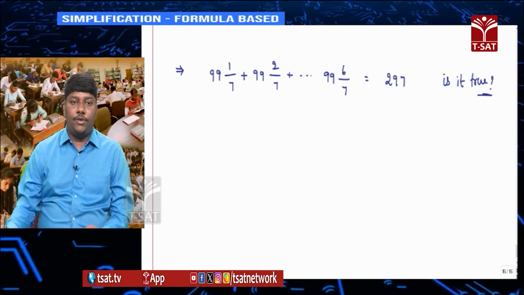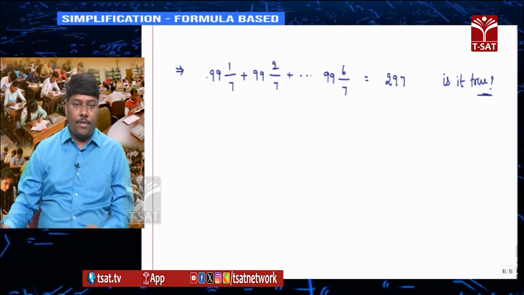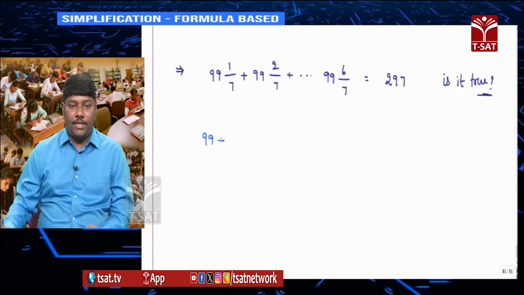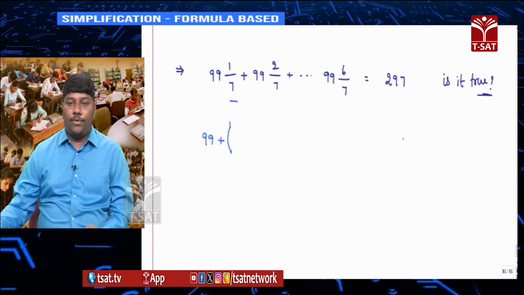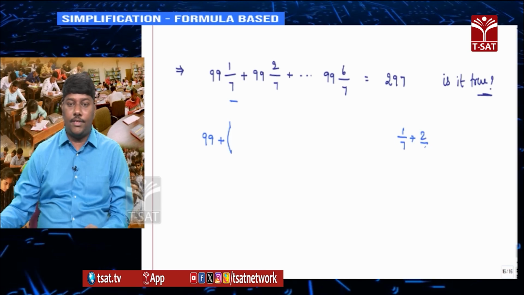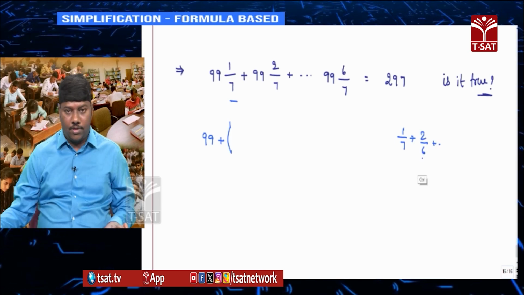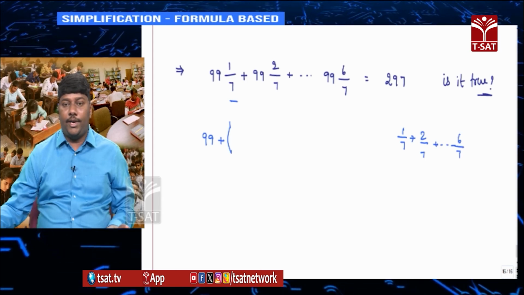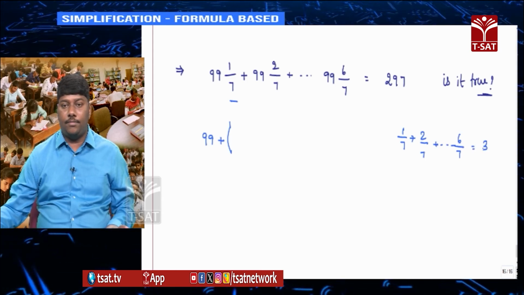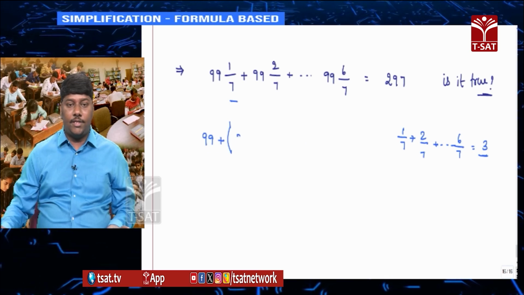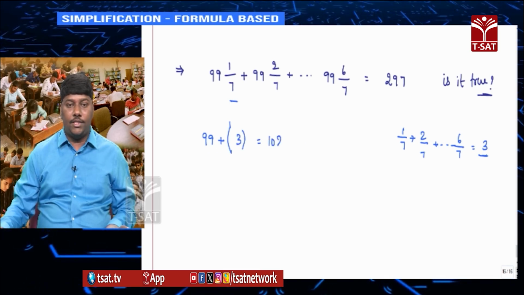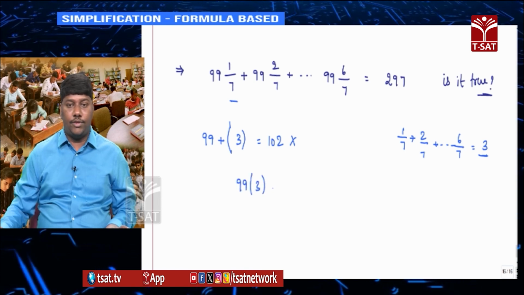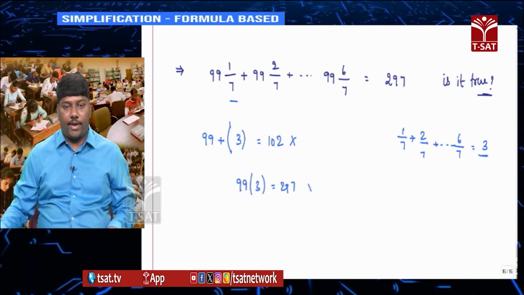So what are the different ways that you actually do it? Some of you can do just simply common 99, then plus, then you add all of them. First, what is 1 by 7 plus 2 by 7 plus so on up to 6 by 7? In the numerator you are going to get 1 to 6 is 21, 21 by 7 that is 3. So you are going to do 99 plus 3, which is equal to 102, but this is wrong. Some of you just multiply 99 into 3, which is equal to 297. This is also wrong.